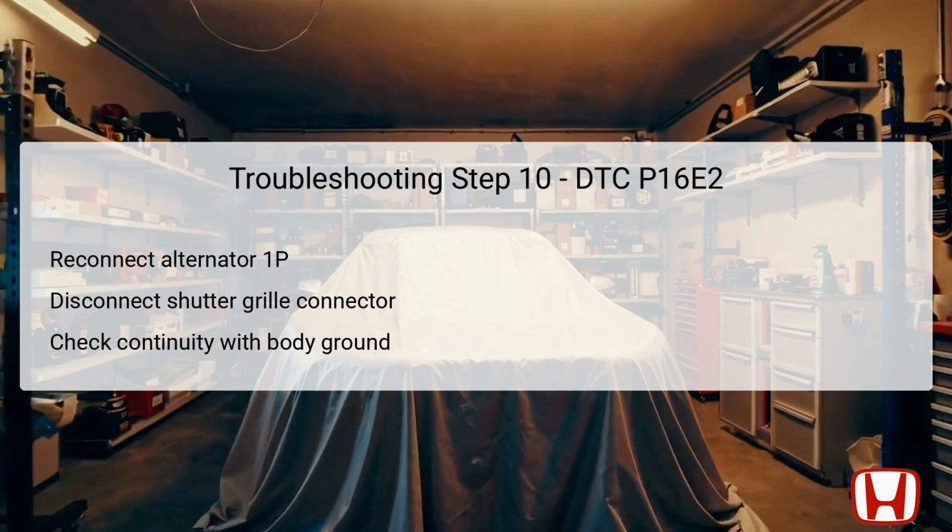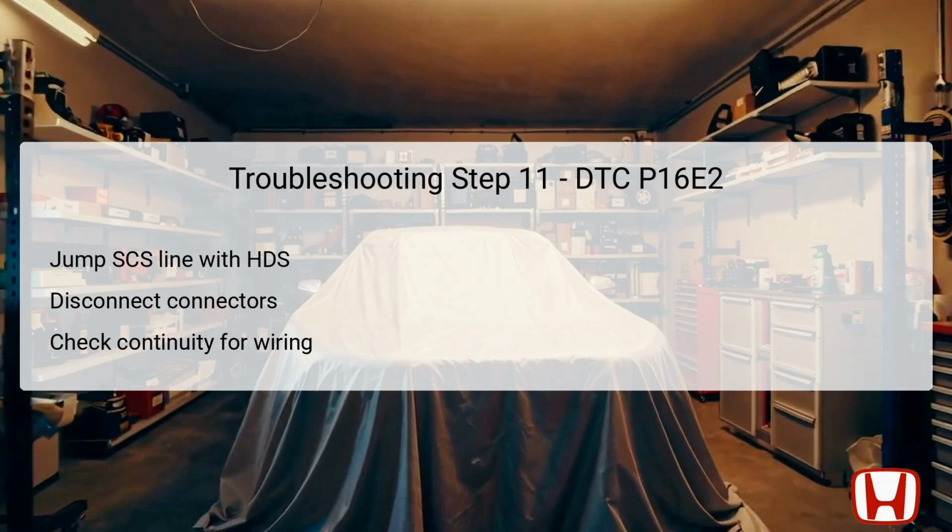If continuity is confirmed, the next step is to replace the alternator. Conversely, if continuity is absent, the inspection must shift towards the next steps in the diagnostics to locate any additional wiring errors. The 11th troubleshooting step revisits the procedure of jumping the SCS line with the HDS, waiting over a minute before conducting continuity checks.